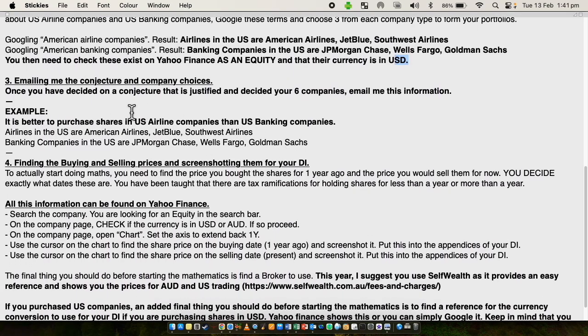After that, can you please email me your conjecture and company choice? So what would I email Mr. T if his conjecture was that? I would email myself, it is better to purchase shares in US airline companies than US banking companies. What are the companies that I chose? Those 6. Done. Just email me that so I have an idea that you can actually start your assignment. Because if you're here after 4 weeks and haven't decided anything, that due date that's been moved out is not going to be very nice anymore.